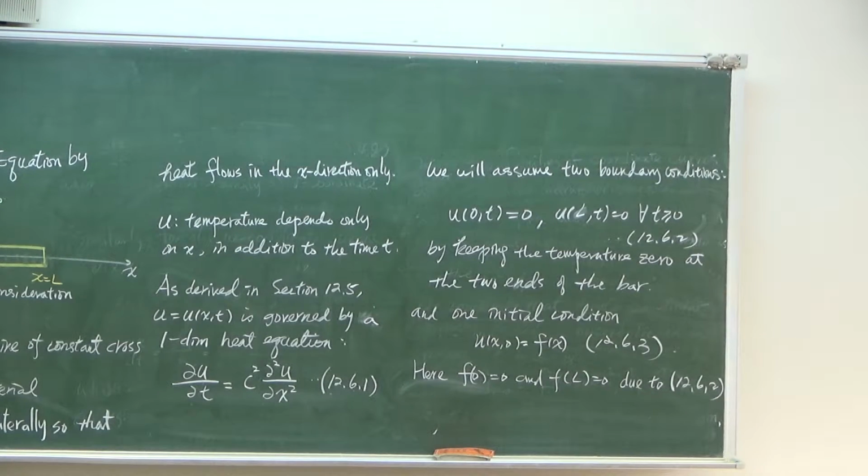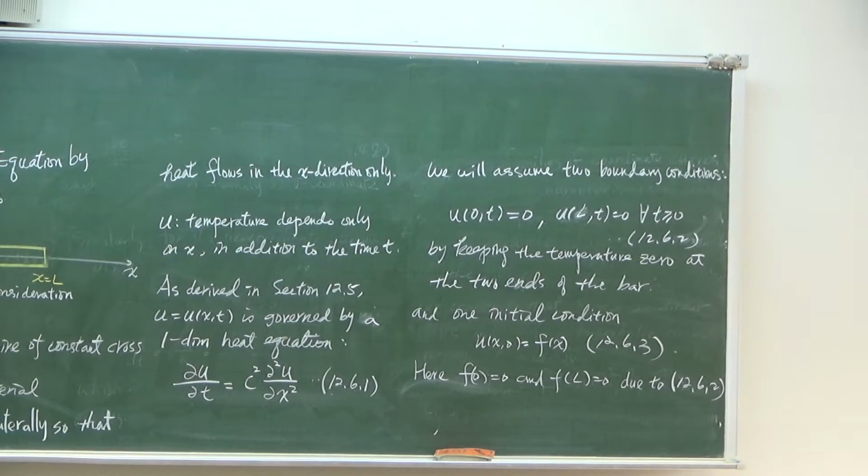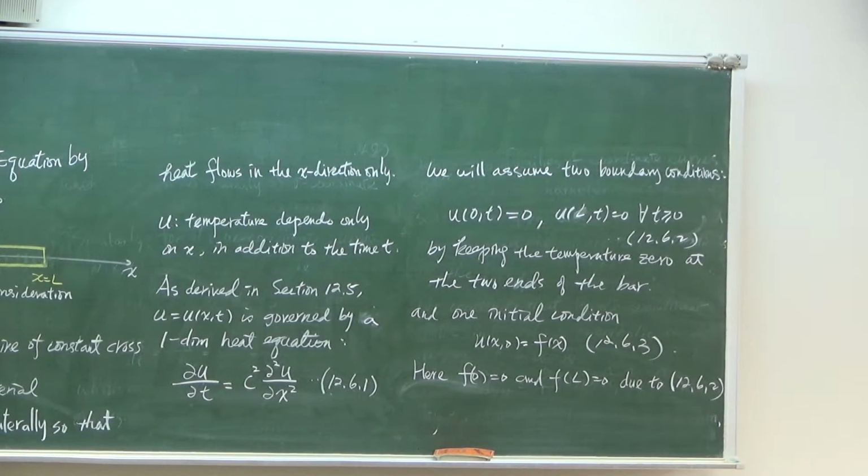Alright, so we let u(x,t) equal f(x) g(t) as before. So now, as before, this is f(x).